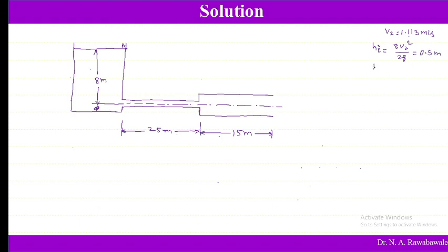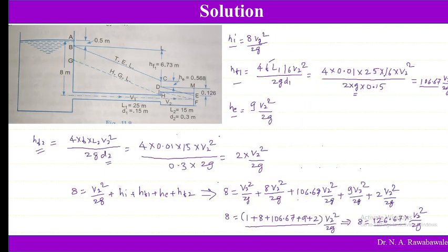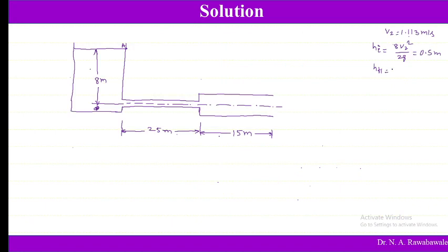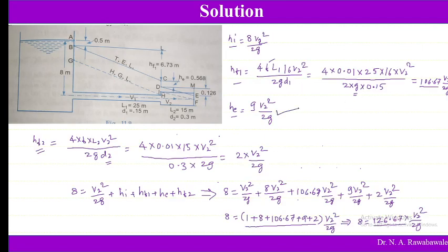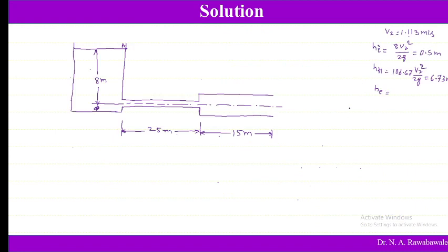If we substitute V2 in this, we get HI as 0.5 meters. Then HF1, which was obtained as 106.67 V2 square divided by 2G. If we substitute the V2 value, HF1 we get as 6.73 meter. Then HE, which was given by the equation 9 V2 square divided by 2G. If we substitute the values of V2 and G, we get HE as 0.568 meter.